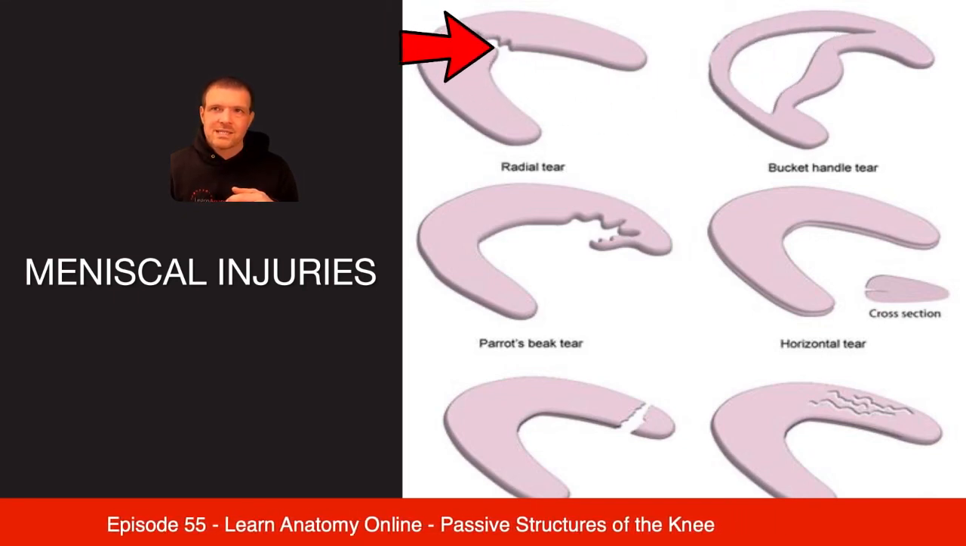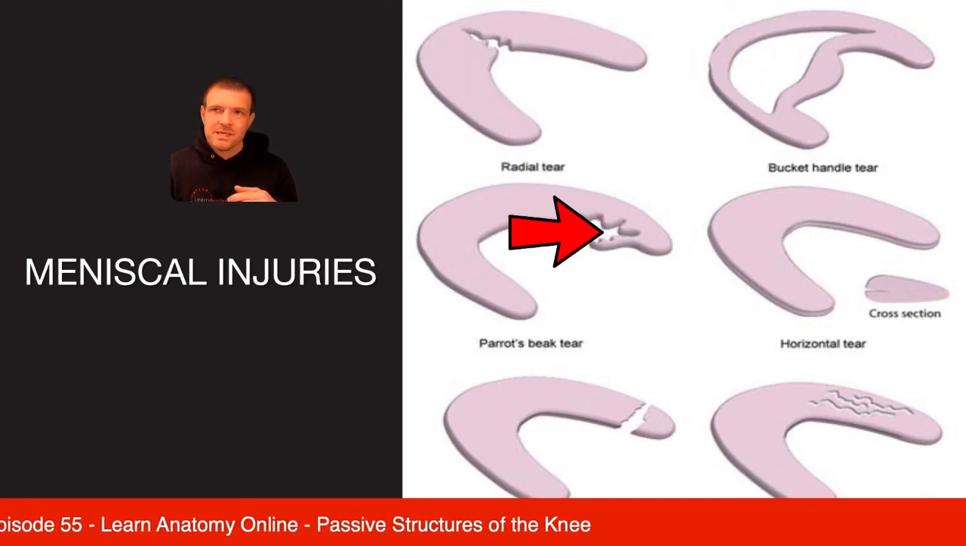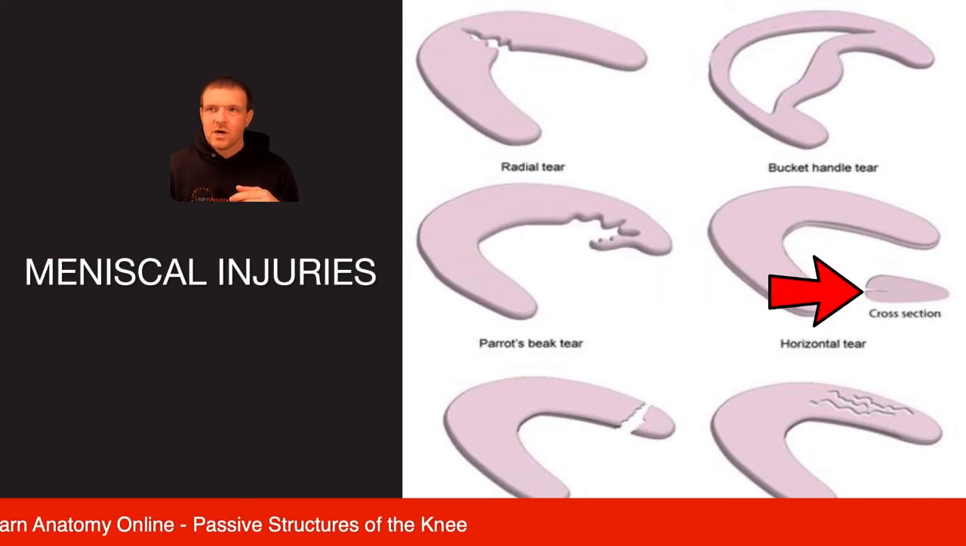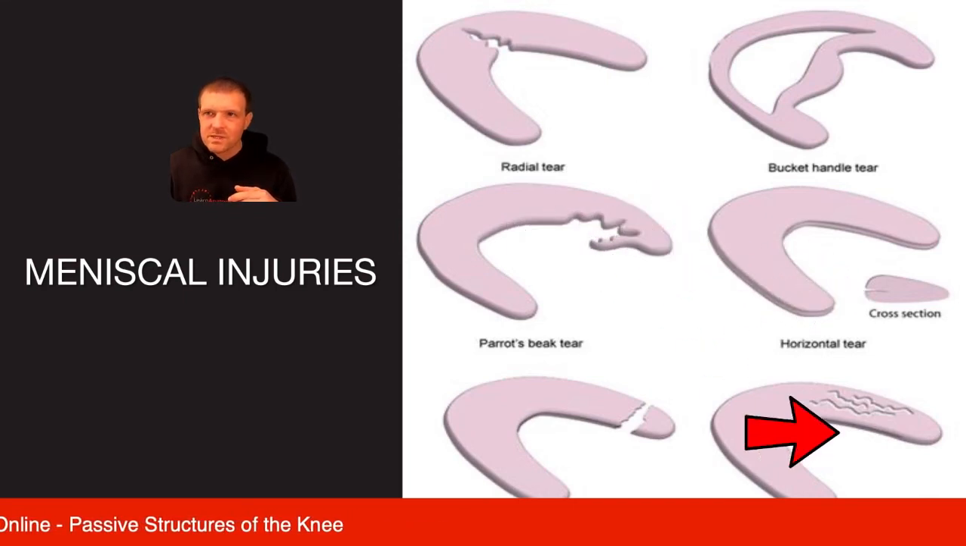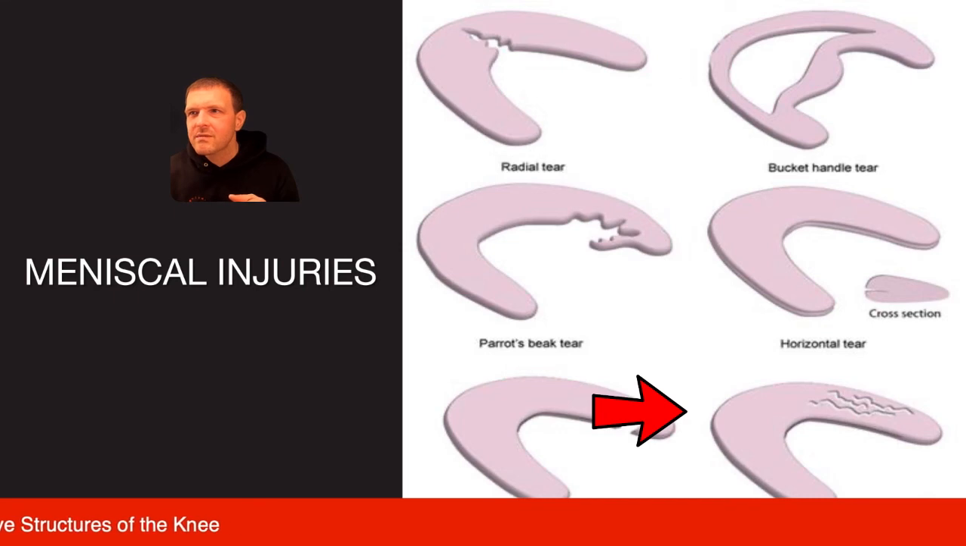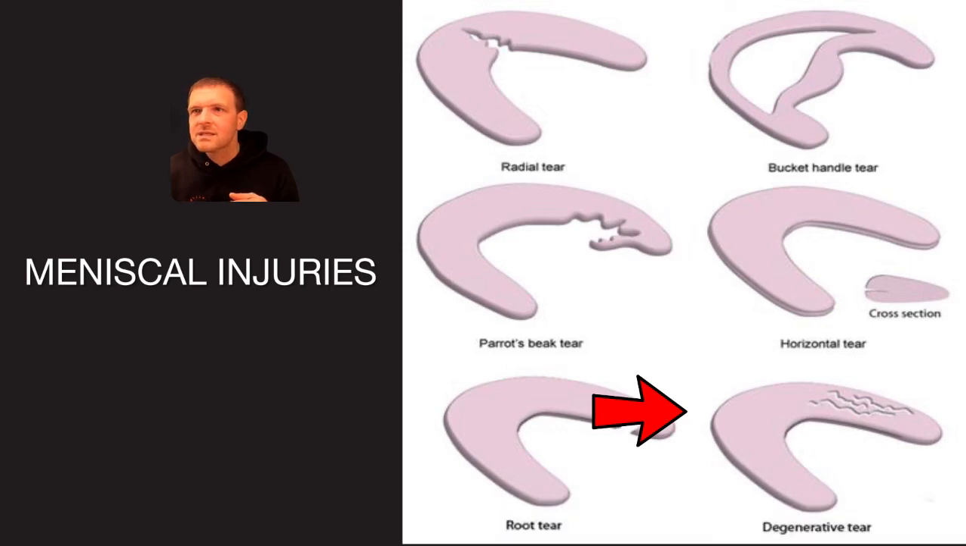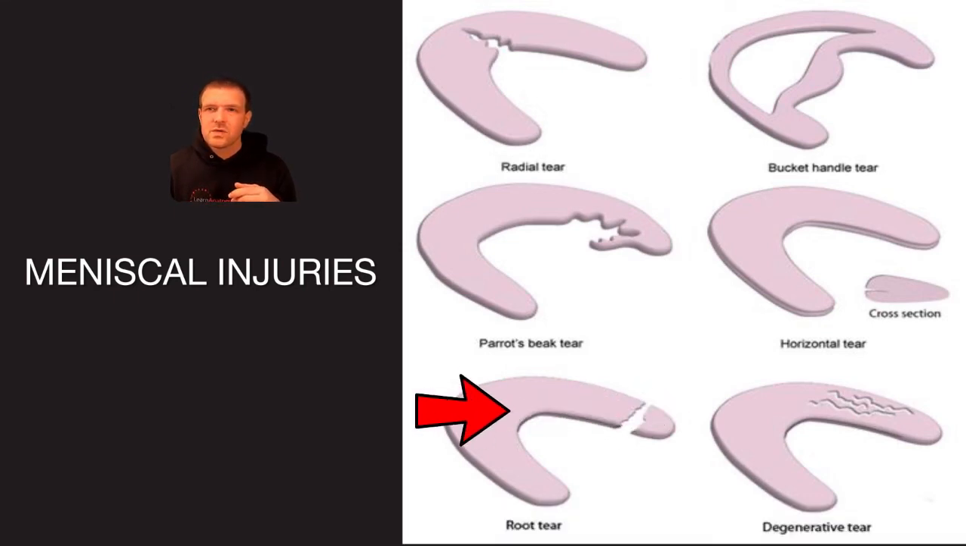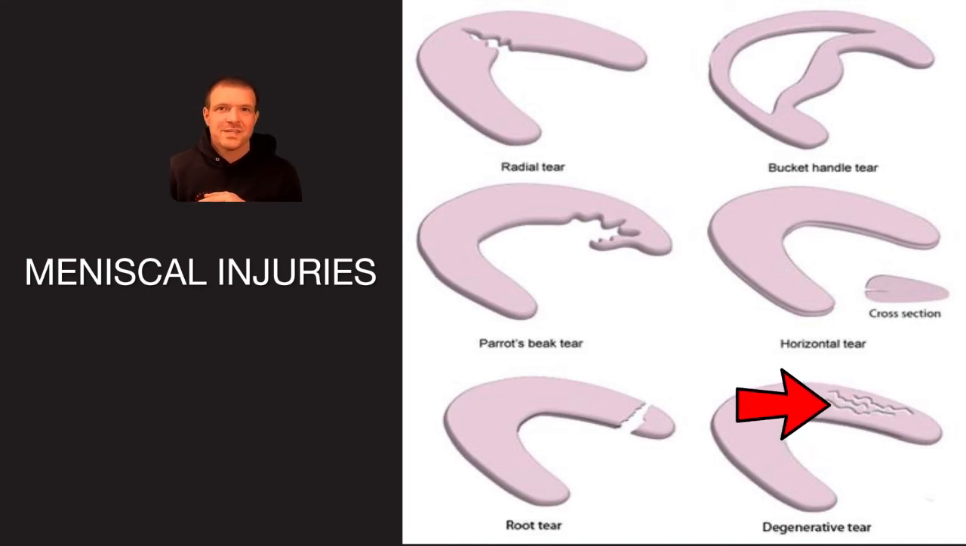So we've got radial tears going through the middle, parrot's beak tears where it's just come off a little bit, horizontal tears, so these are through the middle. Let me just get rid of that so you can see the other two. There we go. So you've got root tears right at the ends of the meniscus, and then, I don't like that word, but normal injuries. Okay, so normal wear and tear.